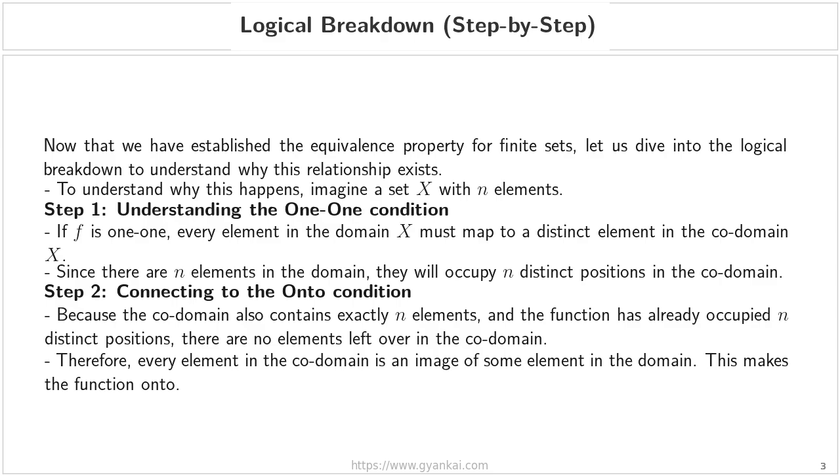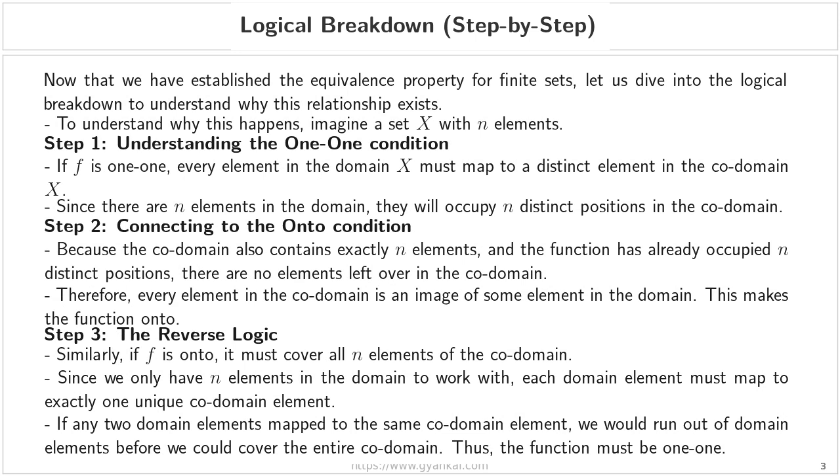Because our codomain also contains exactly n elements, and our function has already occupied n distinct positions, there are simply no elements left over in the codomain. Consequently, every element in the codomain is the image of some element from the domain, which is the very definition of an onto function. Finally, let us look at step 3, which is the reverse logic.